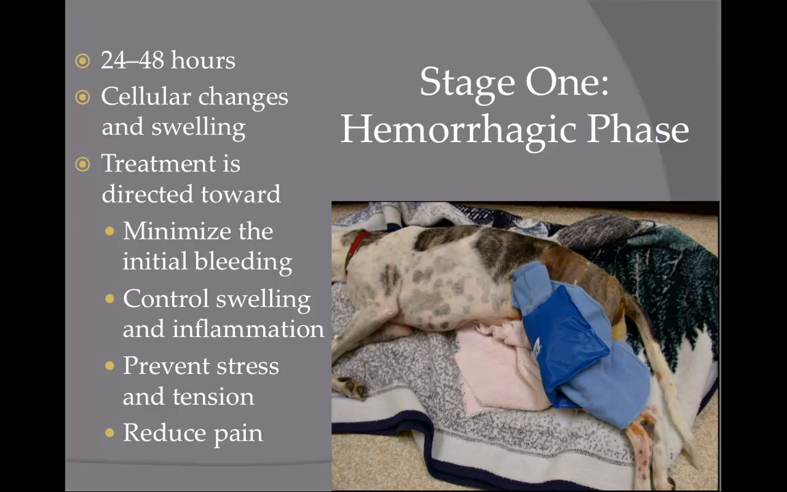The first stage is the hemorrhagic phase. Now, this will occur within the first 24 to 48 hours. There's cellular change and swelling. Treatment should be directed towards minimizing the initial bleeding, controlling swelling and inflammation, preventing stress and tension on the limb, and reducing the pain. Now, in order to do this, we will use the RICE principle.